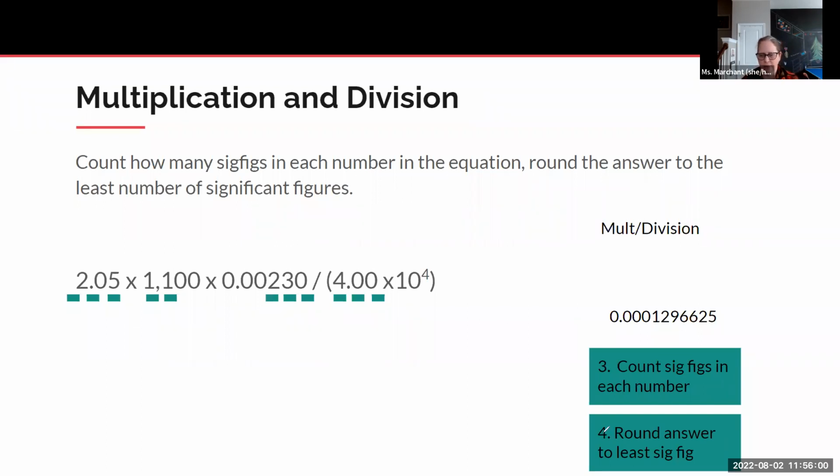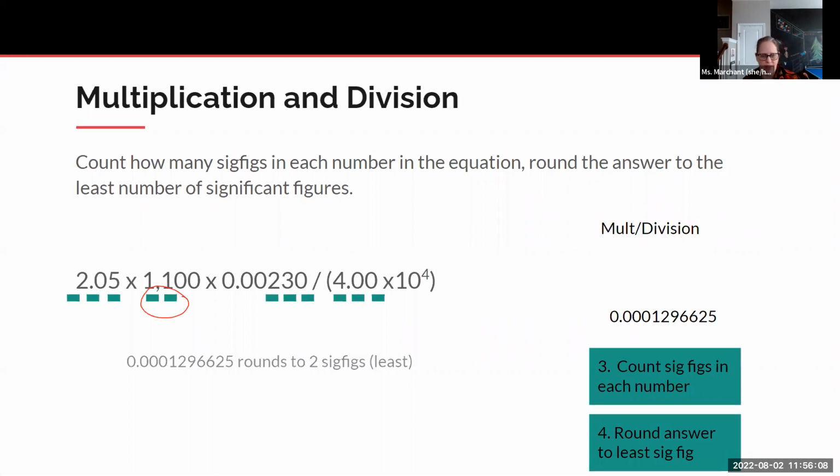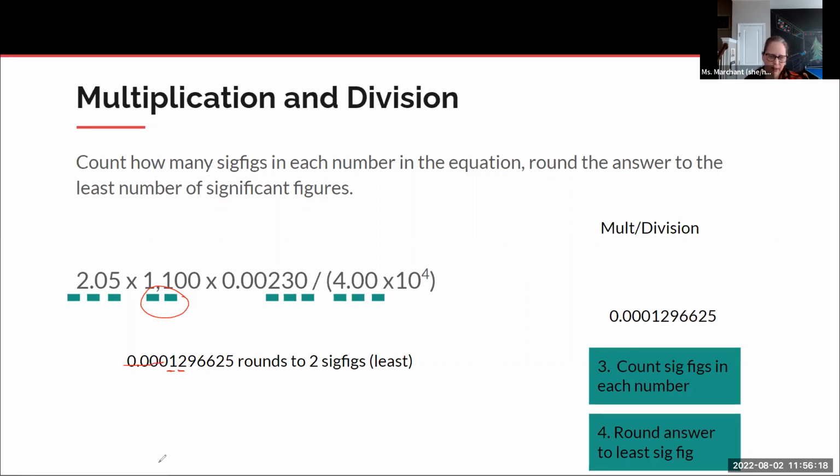Okay, so we counted the sig figs in each one. So now step 4, round the answer to the least sig figs. So that is 2. I'm going to be rounding my answer to 2 sig figs. How do I do that? Underline the first 2 sig figs of your answer. These guys here are leading, so we're not going to use that. So we're going to look, and 1 and 2 are our first 2 significant. So we look at the 9. The 9 says we have to round up.